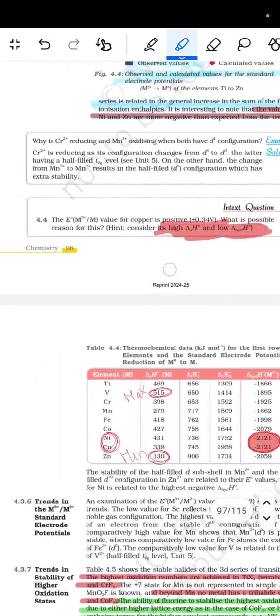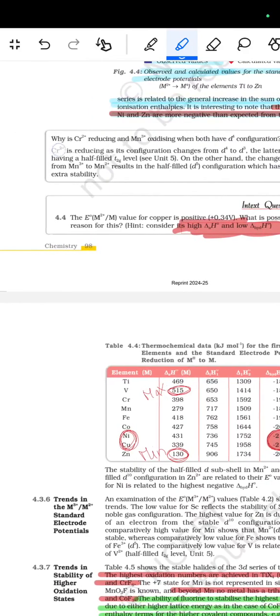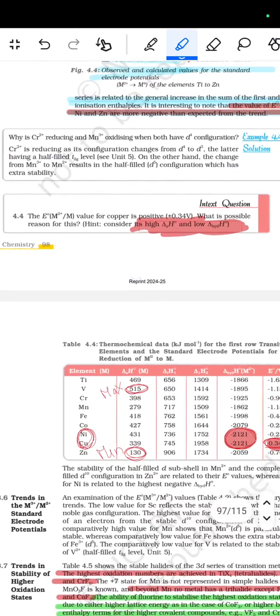Next is a solved example: why is Cr2+ reducing and Mn3+ oxidizing when both have d4 configuration? Cr2+ is reducing as its configuration changes from d4 to d3, the latter having a half-filled t2g level. On the other hand, the change from Mn3+ to Mn2+ results in the half-filled d5 configuration, which has extra stability.